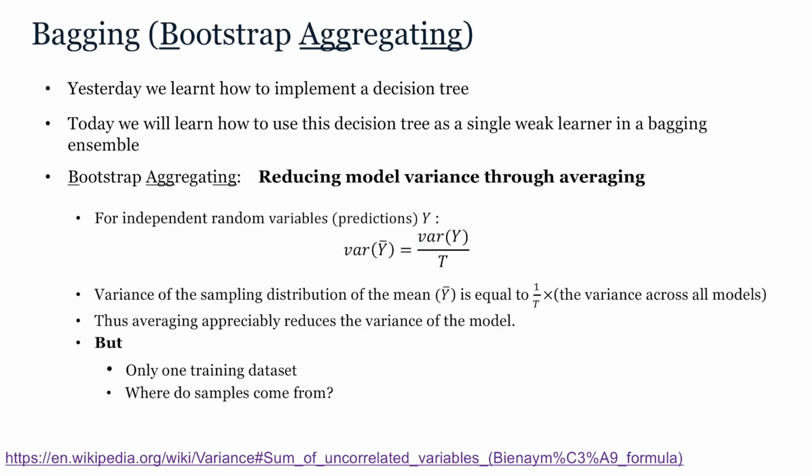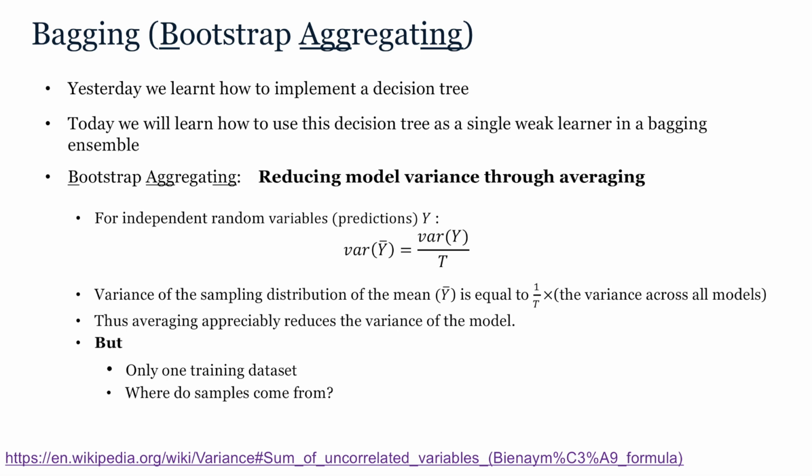Bagging seeks to reduce model variance by training a large number of decision trees on different samples from the original dataset. It seeks to leverage the statistical property that for independent random variables, the sampling distribution of the mean is 1 over t times the variance across all models. Here, t is the number of trained models. This means that averaging appreciably reduces the variance of the model.